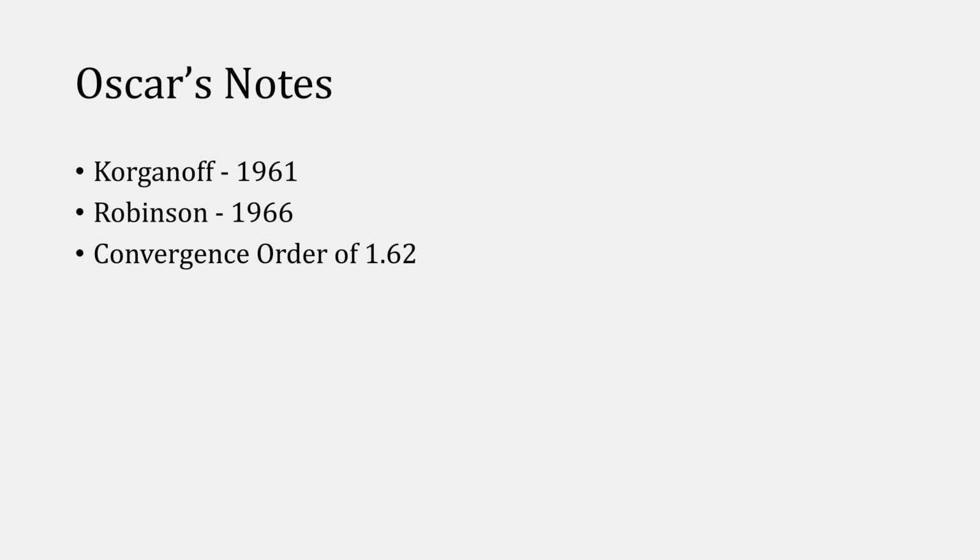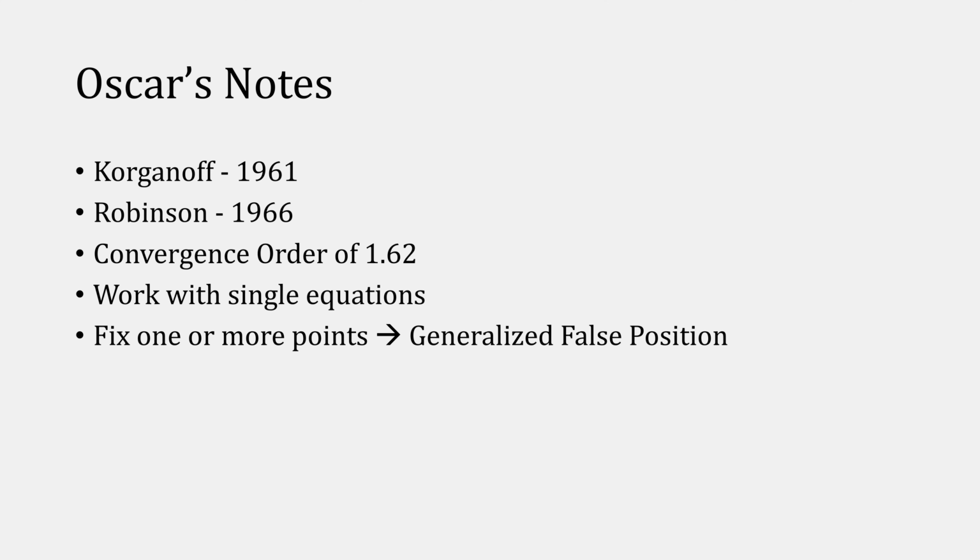Some important takeaways from this lesson are that Korganov and Robinson created two other versions of secant method, and that they both have a convergence order of 1.618. They also both work with single equations. If you then fix one or more points, you get a generalized version of false position method. This then naturally leads to the question of what about a generalized bisection, which is going to be the next video in this series.